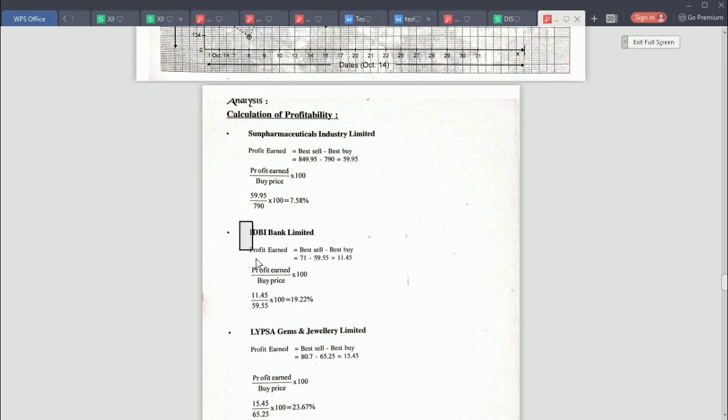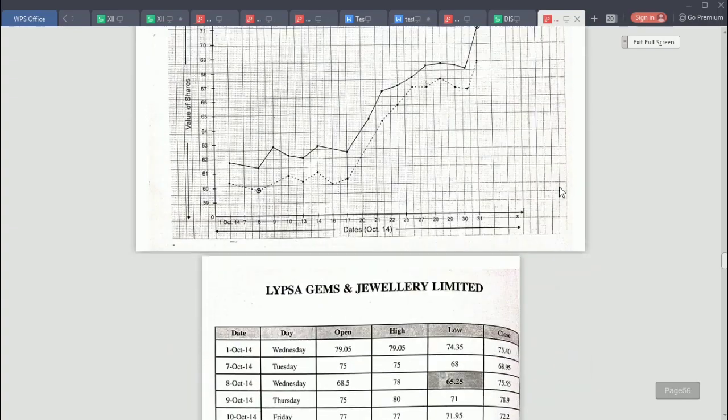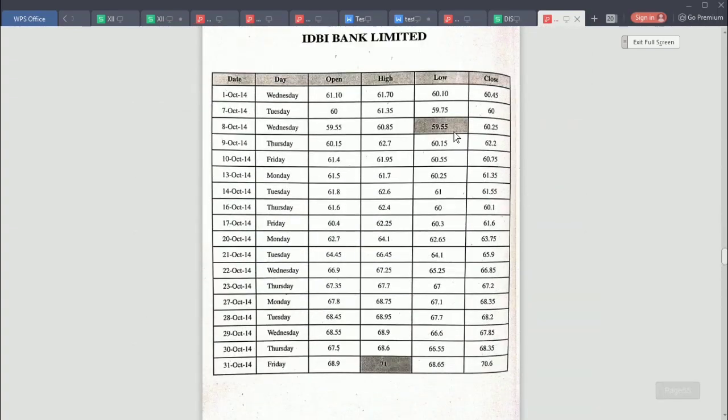Similar way we'll be finding out the profitability of IDBI Limited, which is 19.22%. The formula remains the same. Profit earned will be equal to best sell minus best buy. I just want to show you once again what was the best sell and best buy for IDBI Bank Limited. So IDBI Bank Limited is having best buy 59.55, best sell 71. That is why we have highlighted these two figures, 59.55 and 71 rupees.